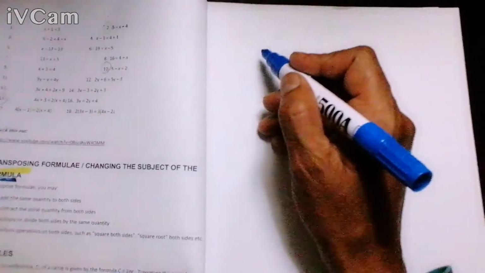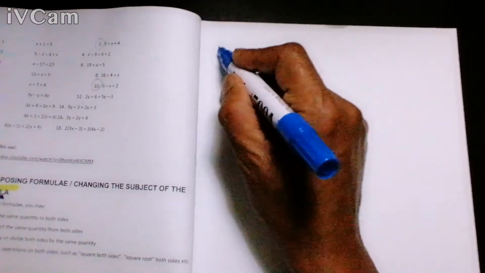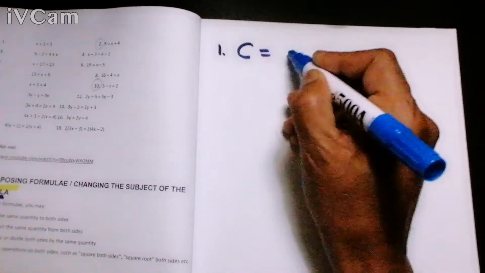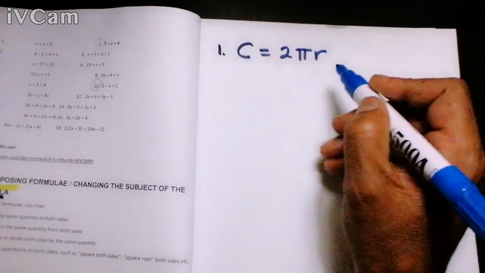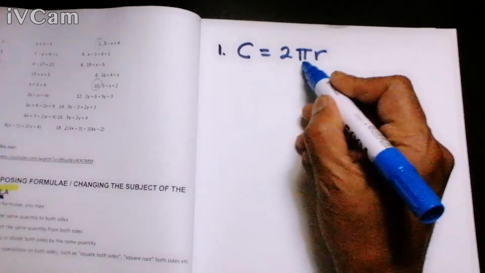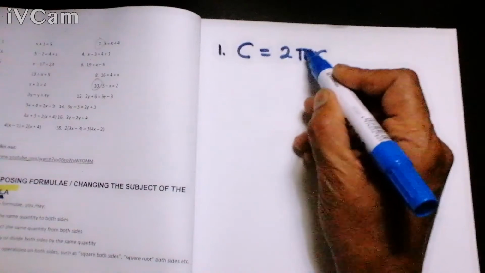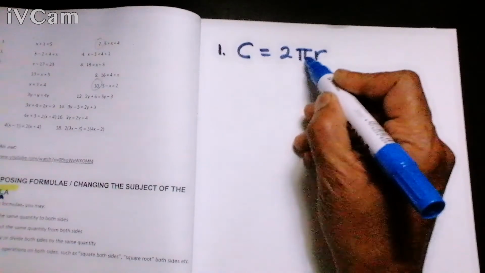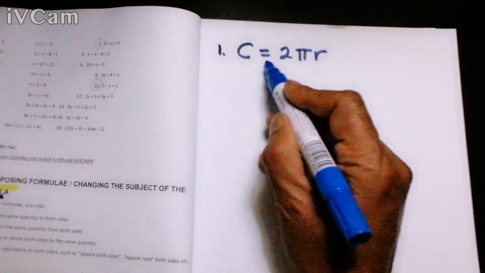Let's look at a very common one that all of us should know. C is equal to 2 pi r, and the value of pi is 22 over 7, which relates the circumference of a circle to its diameter. Circumference is equal to 2 pi r.